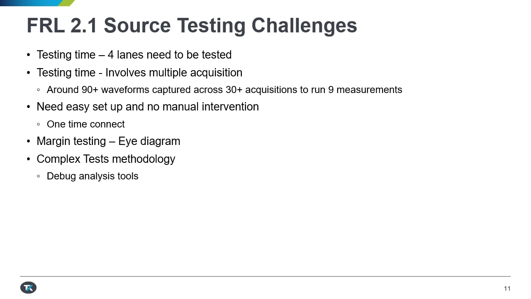Measurements will need to integrate DAP along with CTLE for two different cable models. EDID needs to be automated. Involves multiple acquisitions, so test execution time increases. As for the MOI, it would capture around 90 plus waveforms across 34 acquisitions to run 9 HFR measurements. This is a complex test methodology and it requires all 4 lane testing.